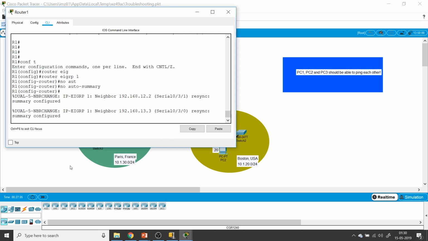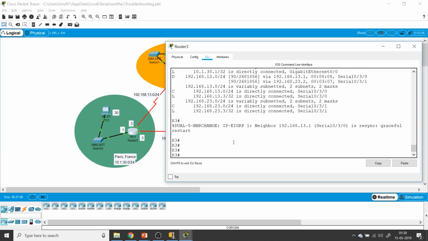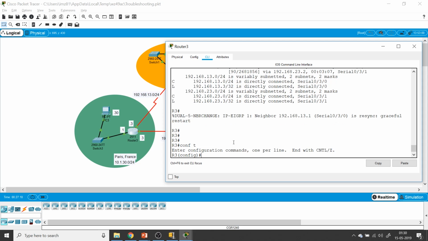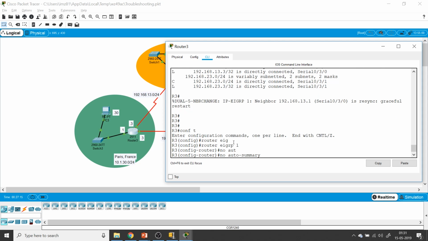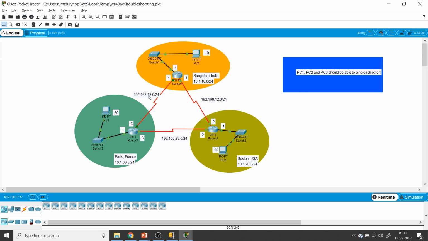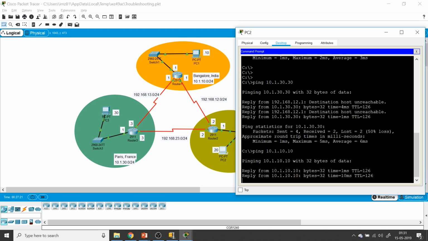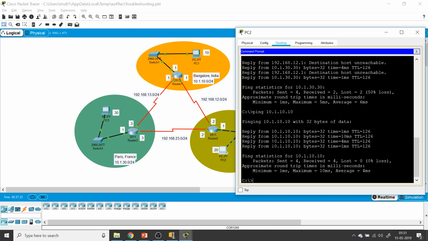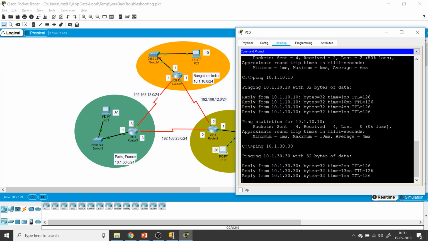Let's do the same thing for router 3. Configure terminal, router EIGRP 1, no auto summary, right? Now let's see what happens. So let's do this, 10.1.10.10. It is pinging perfectly, and 10.1.30.30 is perfectly pinging.